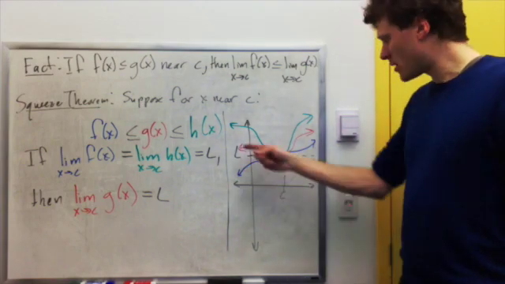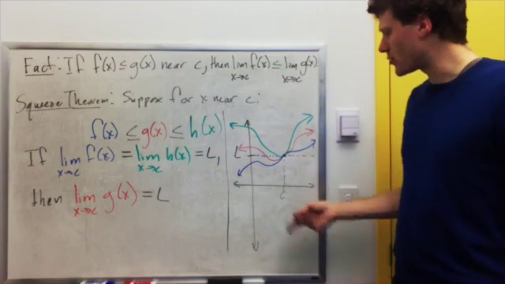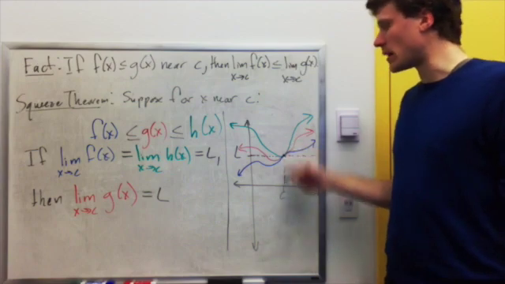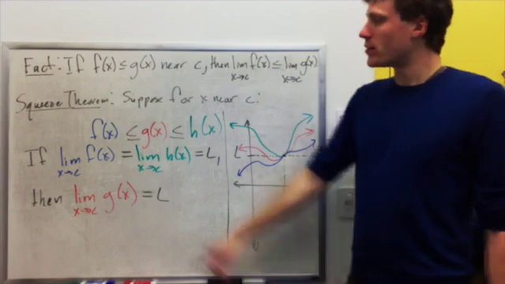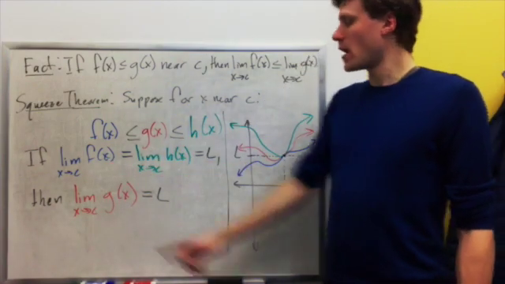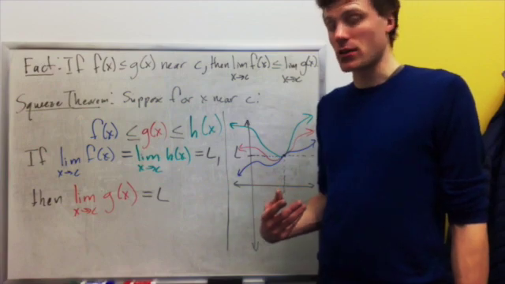Well, if that happens, then look, g is stuck between the two of them, and as we get closer and closer to c, g has no place to go except for L. It's going to stay between h and f. So if the limits at c of f and h are equal to L, then the limit at c of g of x has to be equal to L too.